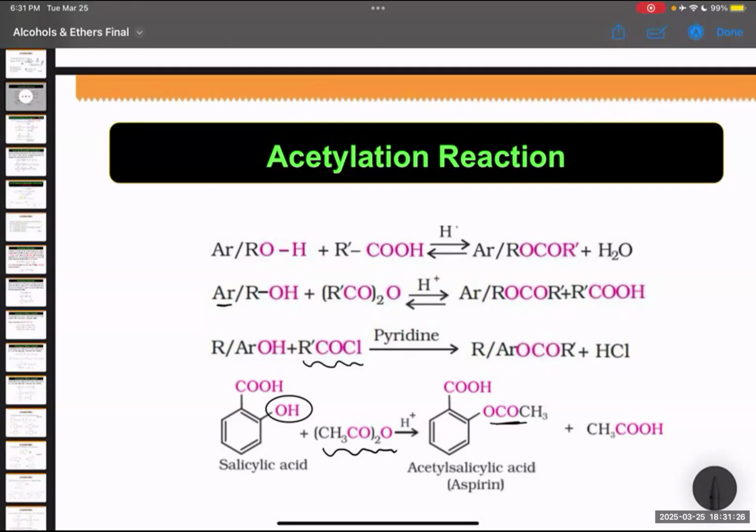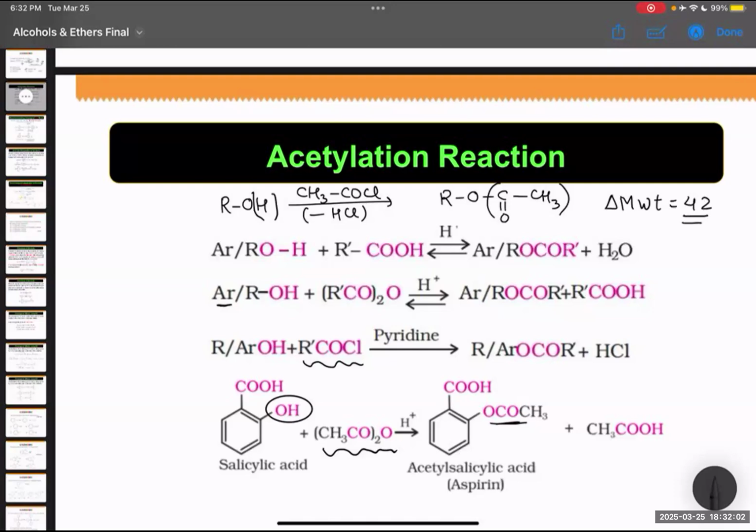Okay, if you take this ROH and if you carry out acetylation, HCl will be removed. Now a bigger group is joined and H plus is removed. So the change in molecular weight will be 42. This you need to remember. Very important. Okay.